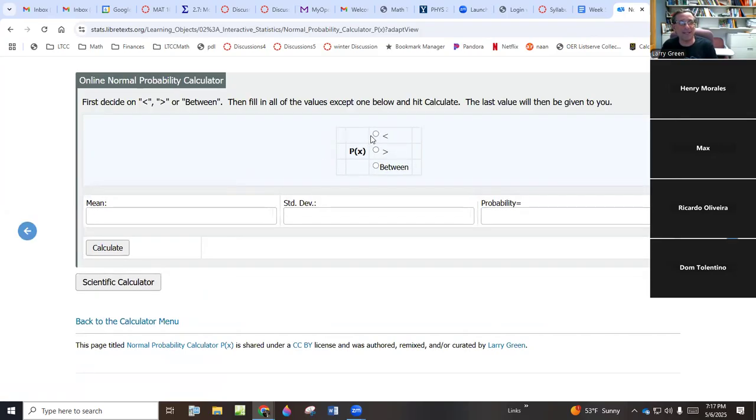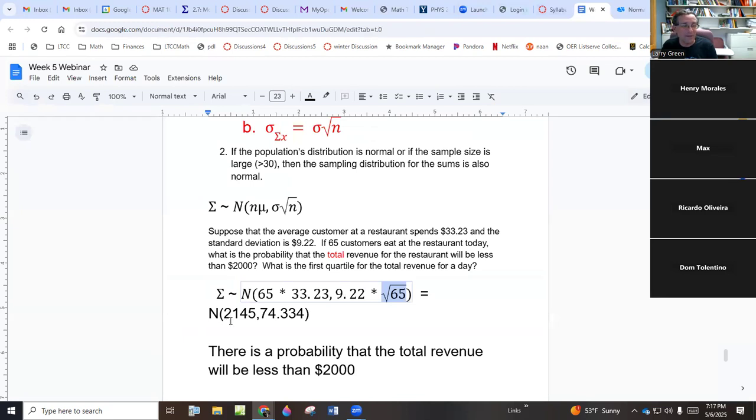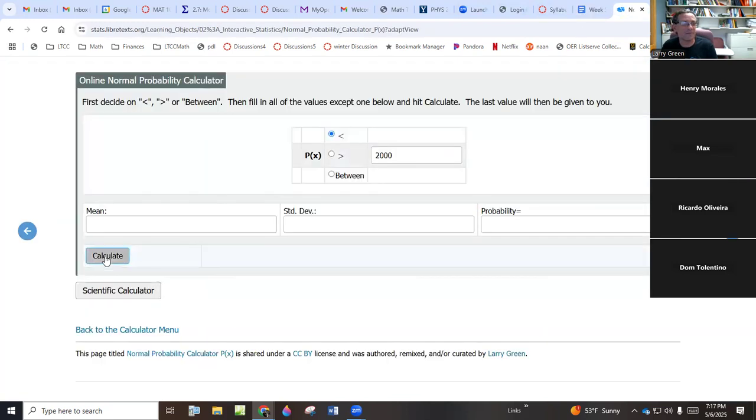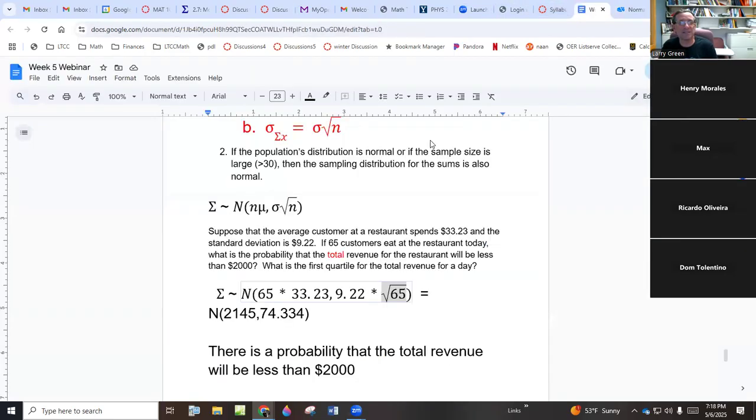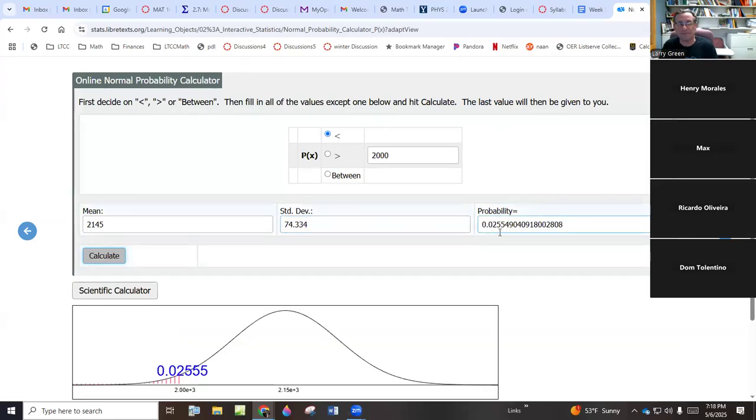I want the probability that it is less than. So I click less than and 2000. Any questions on that? The mean was 2,145. The standard deviation was 74.334. And I hit calculate. And there we go.